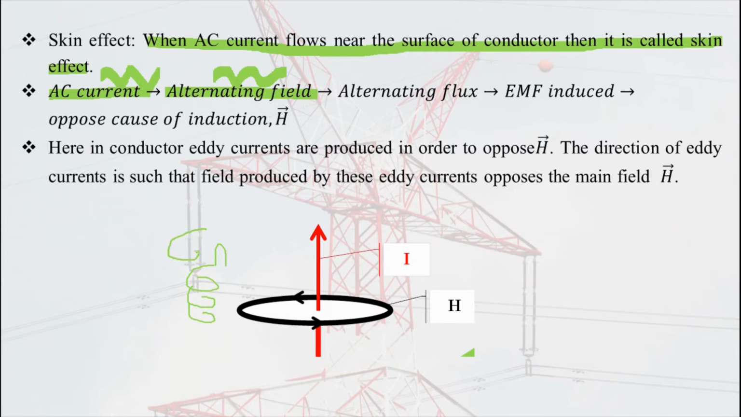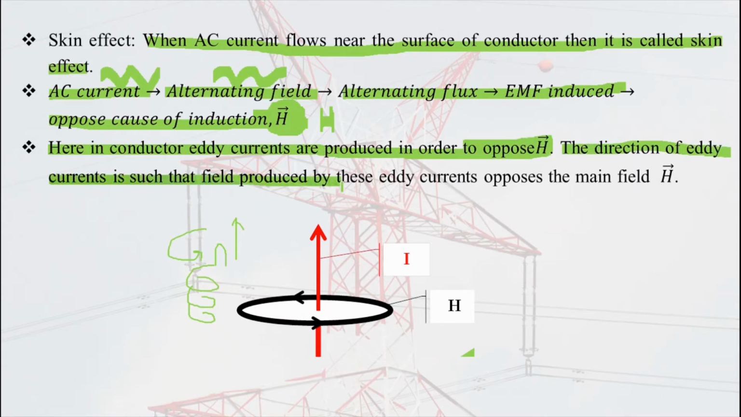Due to alternating flux, EMF will be produced. And by Lenz's law, we know that this EMF will oppose its cause. So here the cause of the EMF is the main field H. To oppose this cause, or to oppose the main field H, eddy currents will be generated in the conductor, and these eddy currents are generated in such a direction that they oppose the main field H.